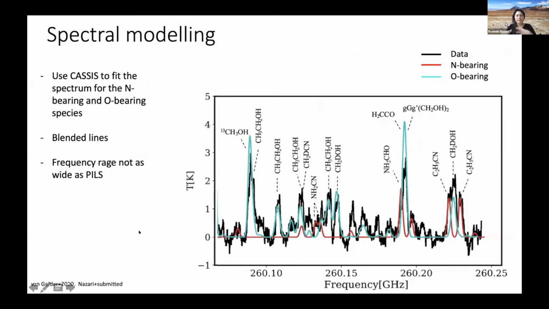So what we did is that we looked at the spectra of these two sources and used CASSIS to fit N-bearing molecules, which is what I did, and O-bearing molecules, which is what Martijn van Gelder did. And just looking at this plot, you can see that the lines are very, very blended. And also our frequency range here, this is not the whole frequency range we had, but in general, our frequency range was not as wide as the PILS results. And these are really the two sources of errors in our excitation temperatures.